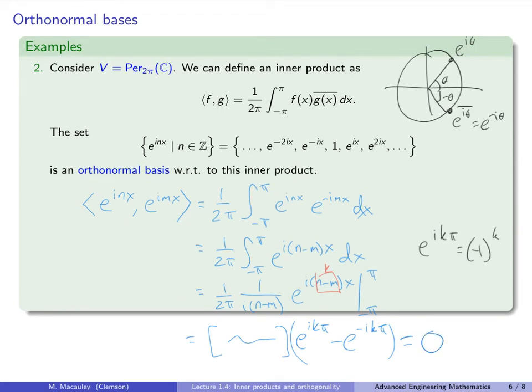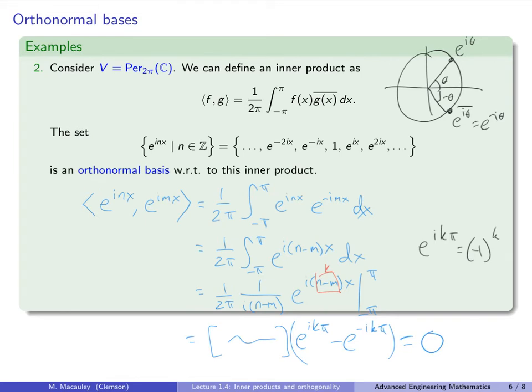And here, of course, I'm assuming that n and m are different. So we have just verified that any two of these functions are indeed orthogonal. Think of it as perpendicular with respect to the geometry that results from this clever little inner product.